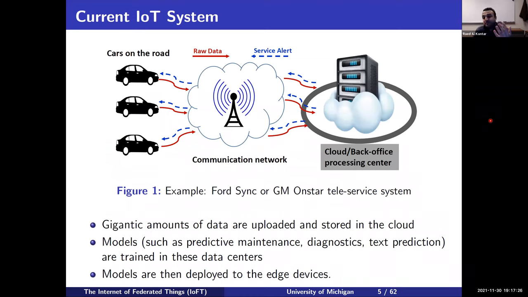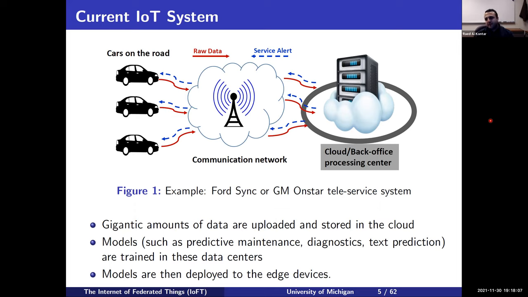So just to give an example, and this is my aforementioned example about IoT. Take, for example, here, close to the University of Michigan, we have Ford Sync and GM's OnStar system. So both of them are teleservice systems where they have sensors on the cars on the road. And then as you drive your vehicle, data is uploaded to a cloud, to a back processing office. This data is analyzed in the back processing office, and then service alerts are sent back to the clients. Okay, and as I mentioned, the goal is to keep the driver informed about the health of their vehicle.